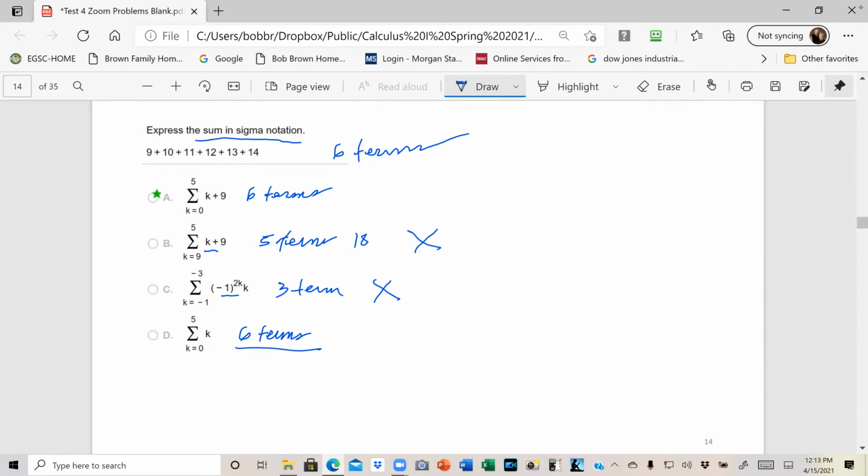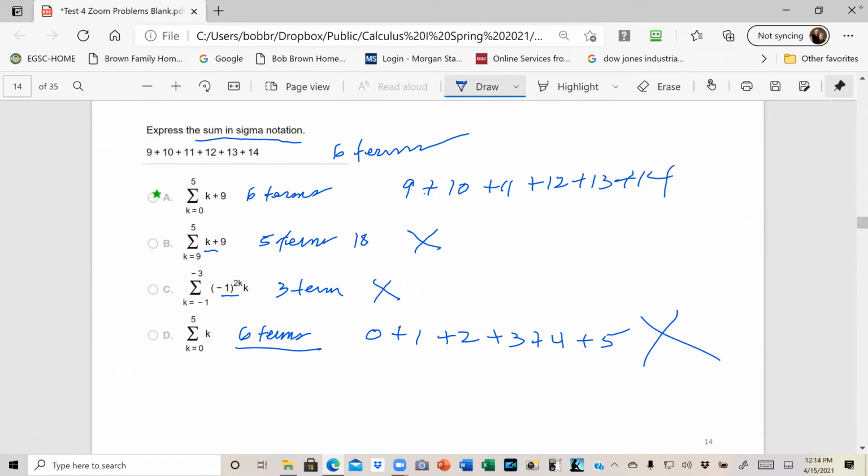This one with 6 terms starting out at K equals 0, you're going to have 0 plus 1 plus 2 plus 3 plus 4 plus 5. That's not it. It's going to be the first one, which you could have seen in the first place. Putting in K equals 0, you get 9 for the first one. Then K equal 1, you get 10, 9 plus 10 plus 11 plus 12 plus 13 plus 14. So our answer is A.